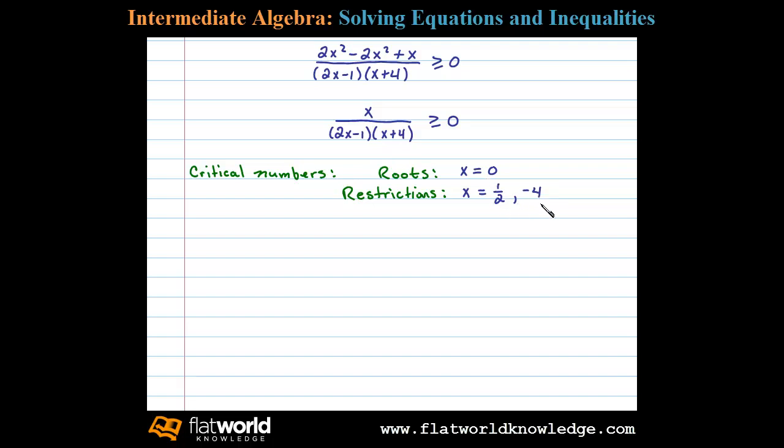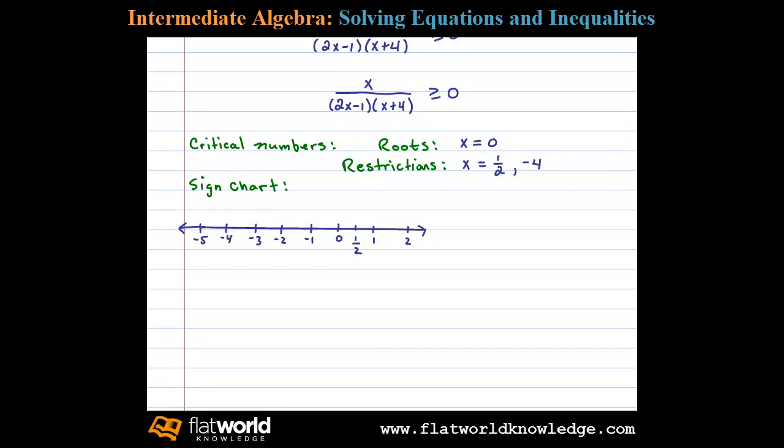Once we find our restrictions, we can then construct a sign chart. Now, because of the inclusive inequality, we'll place a closed dot here at the root x equals 0. Now we always place open dots on restrictions, so an open dot here at 1/2 and negative 4. These three critical numbers break the number line up into four regions. Now we need to test whether the rational expression is positive or negative in each region.